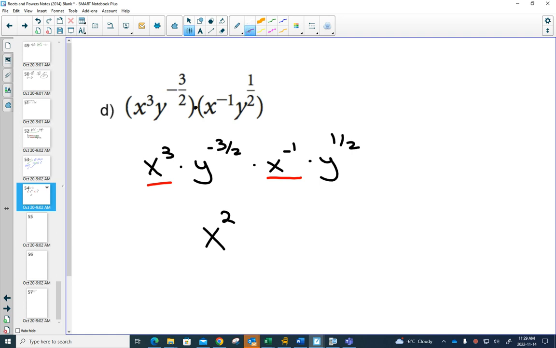Can you see that these two have the same base? If you add the exponents, negative 3 over 2 plus 1 over 2 would be negative 2 over 2, which would give you negative 1. Negative exponent rule would put the y on the bottom of our fraction to a positive exponent of 1. And then you wouldn't have to write that positive exponent of 1. But I did it just to show you how that switched.